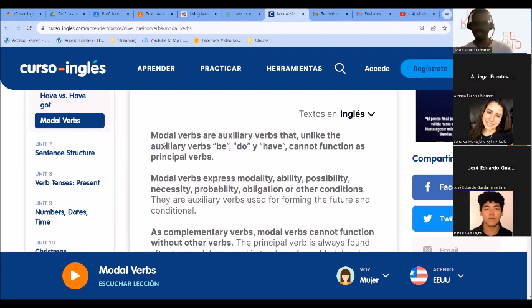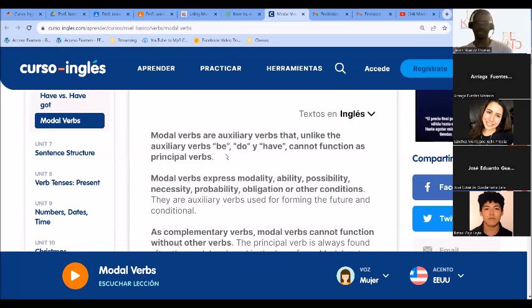So let's start with you, Mariana. What are modal verbs? And I think we have two Marianas, so I should be specific. Mariana Arriaga Fuentes, could you start for us? Read for us.